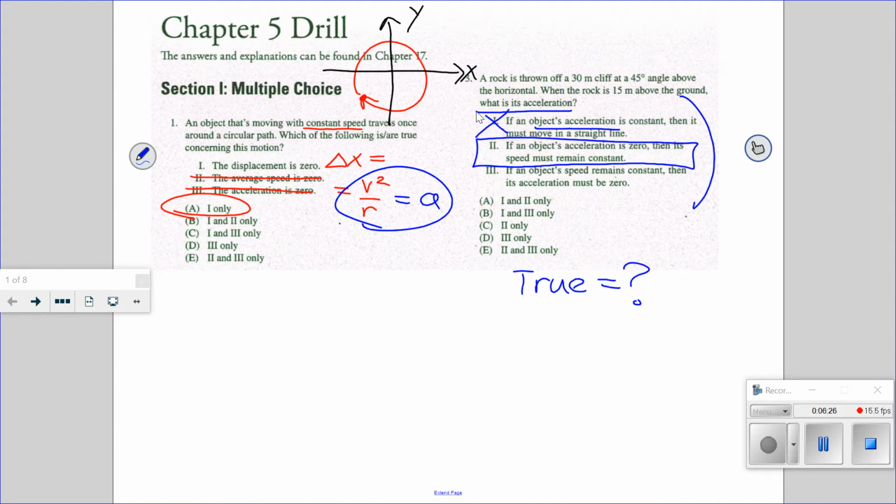If the speed remains constant, the acceleration must be 0. Oh no. So only 2 is true. And despite the messed up question, they have answer C marked as well for number 3.